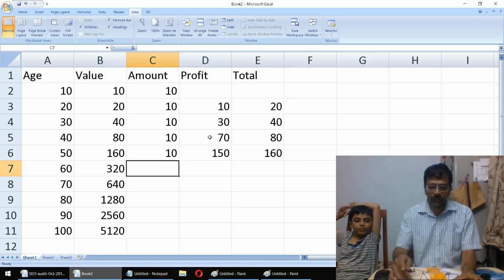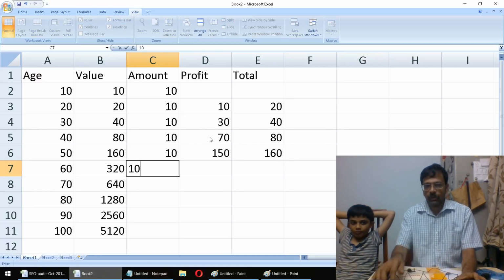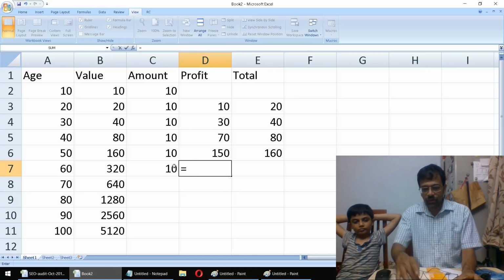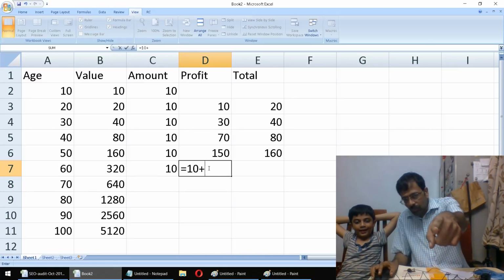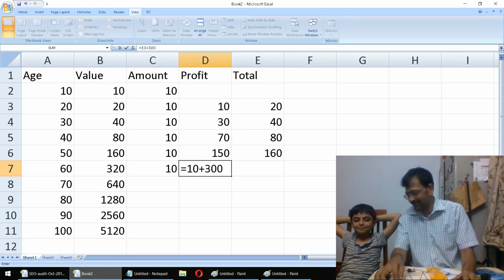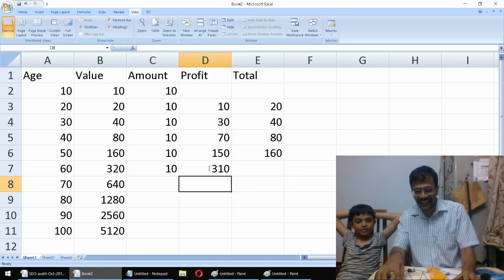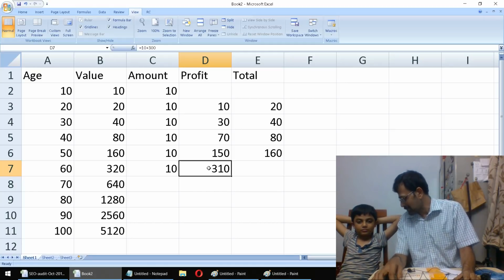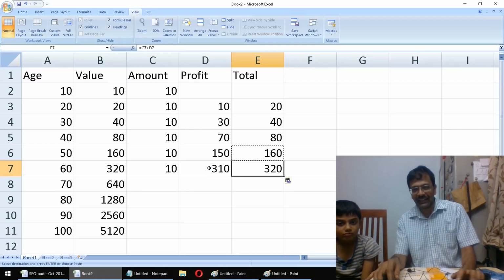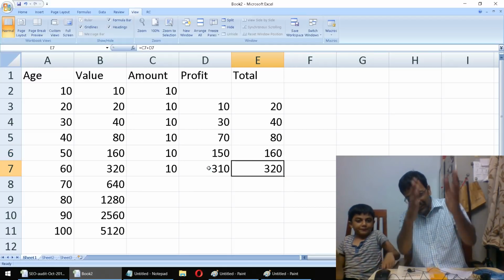So one more time. At age 60, the amount you originally put in was 10, and this 10 gave you a profit of 10, and this 150 doubled, and it became 300. Are you feeling sleepy? All right. So now let's add that, and it's 320. And it keeps going.